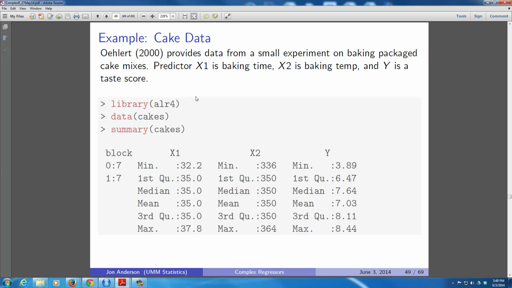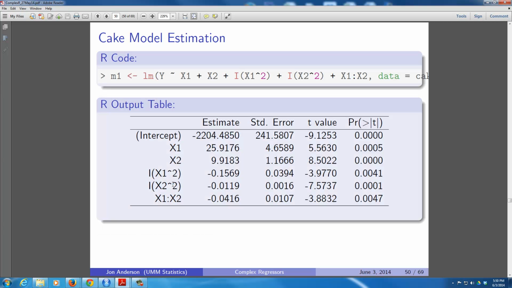We've got an industrial experiment making cakes. Our response variable y is the taste score of how good the cake is and how pleasing it is. The first factor is the baking time. It's a quantitative variable in minutes. And x2 is a quantitative variable in temperature. So we've got temperature in degrees Fahrenheit, it looks like, and x1 is baking time in minutes.